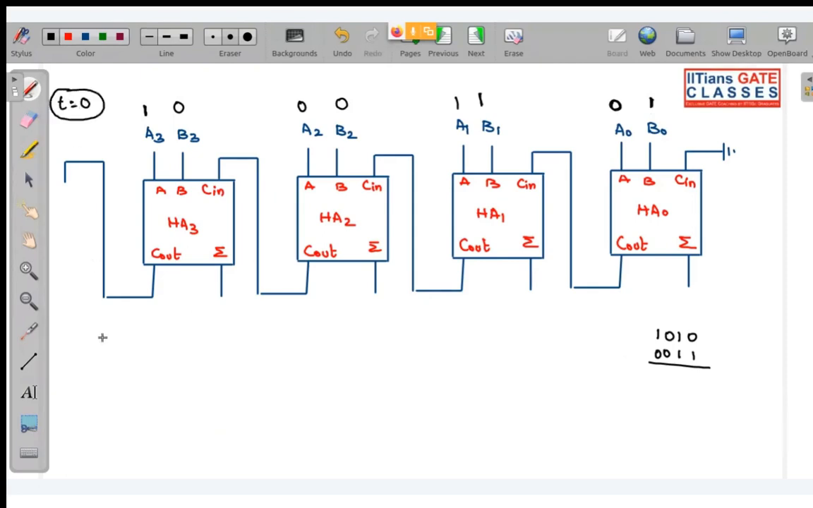Now I am taking just a single case over here: sum propagation delay is 2 nanoseconds and carry propagation delay is 1 nanosecond. Before writing t equal to 0, I should have written what is at t equal to 0 minus. Everything that I am writing in green color corresponds to t equal to 0 minus. So at 0 minus, let us assume that all the adders were reset. I have copied the same diagram, so that is why you can see the same mistake has been repeated.